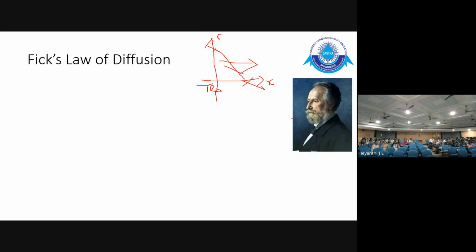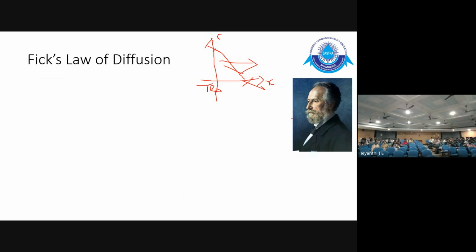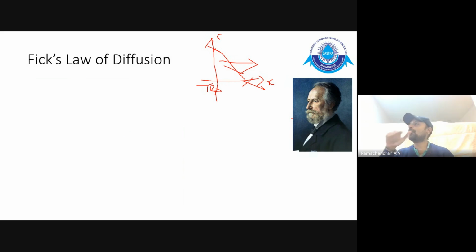The slope of that. Exactly. Please give a clap to him. That's the correct one. It's a slope. How do you write it mathematically? dc by dx, or dou c by dou x. What is dou c by dou x? It's C2 minus C1 by X2 minus X1. That's the difference in concentration with respect to distance. So that is the driving force.